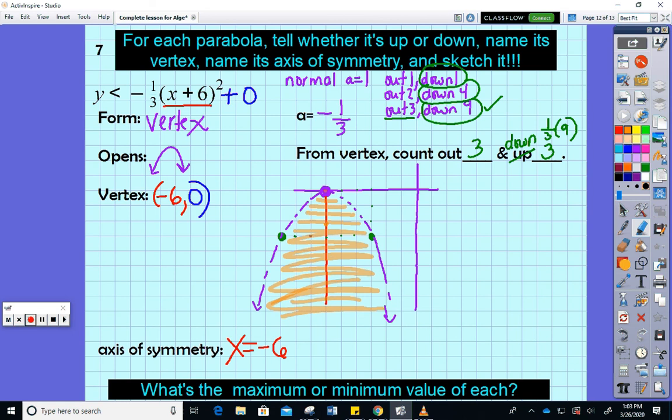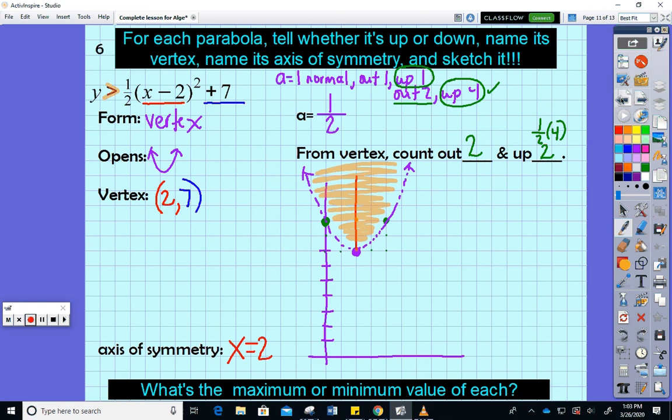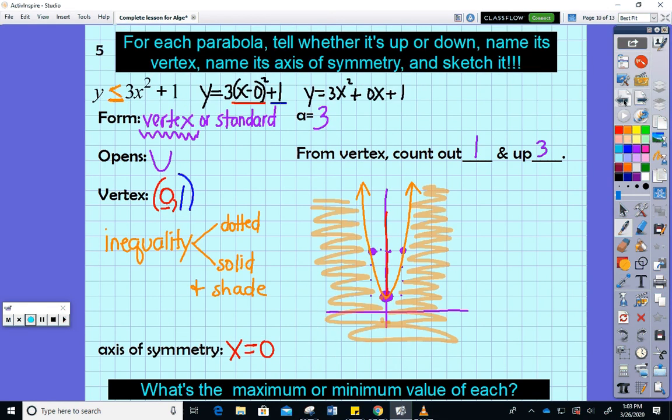Pretty all right. By the way, I think I skipped this on the last problem. On the max or min, remember, since the parabola is upside down, our vertex is a max. So you could say the max is negative 6, 0. On the previous problem, our vertex was a min if it asks. You don't normally have to say max or min. It's just if it asks that question. On this one, our vertex was a min.